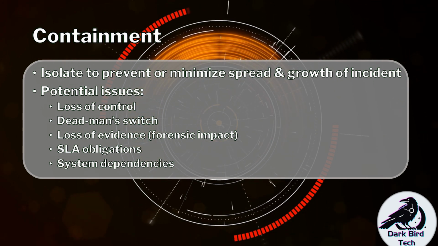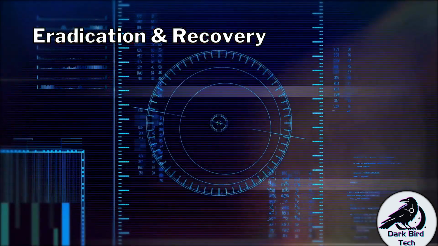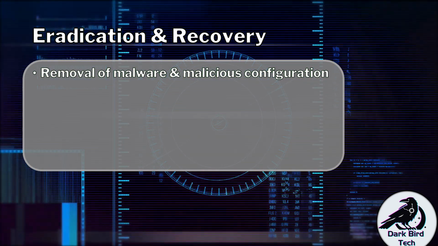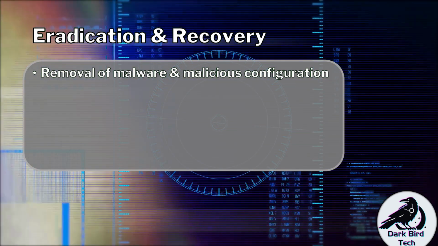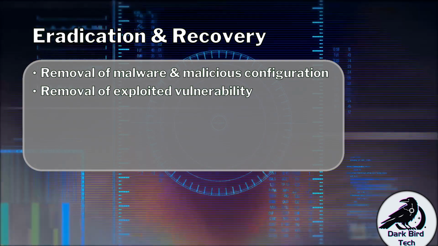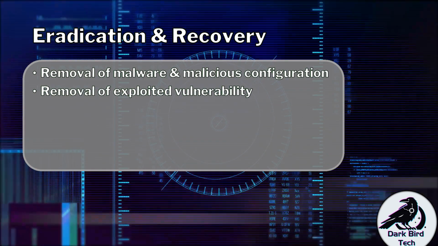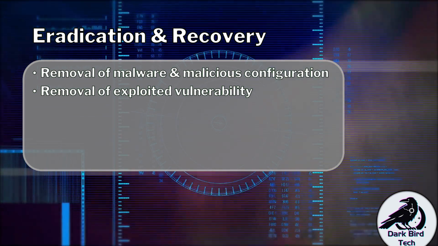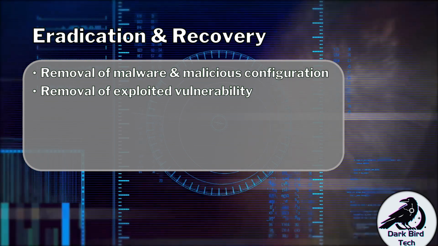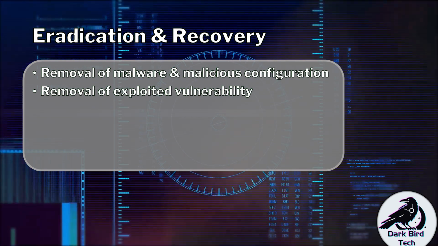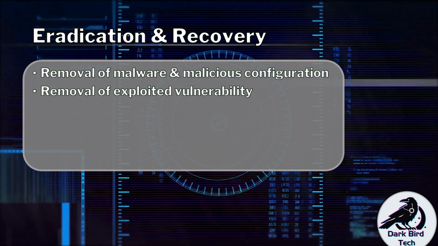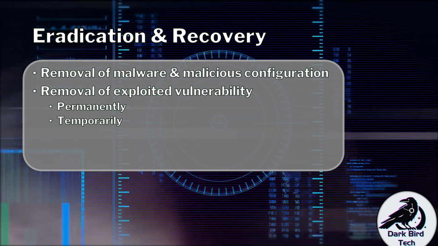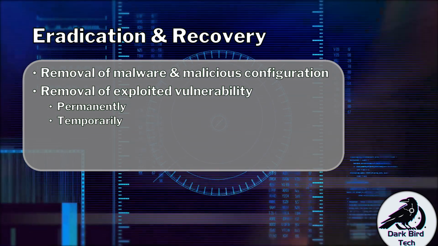But once you have contained, the next logical step is to get rid of the threat. We want to be removing the malware and any malicious configurations that might be present. We also ideally want to try and remove the exploited vulnerability so that lightning does not strike twice in the same place. Fun fact, lightning actually does strike twice in the same place, and if you do not remove the vulnerability that the attacker exploited, they will try again once they think you've let your guard down. Ideally, you want to try and remove this vulnerability permanently, but if a temporary removal is all you can get right, then so be it.